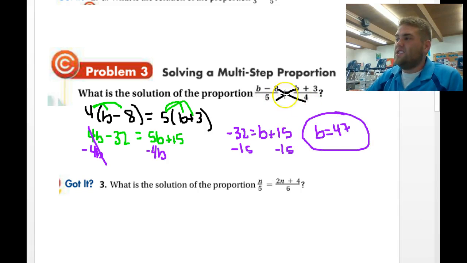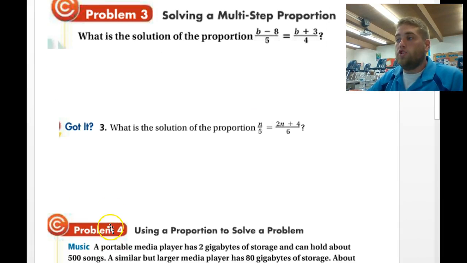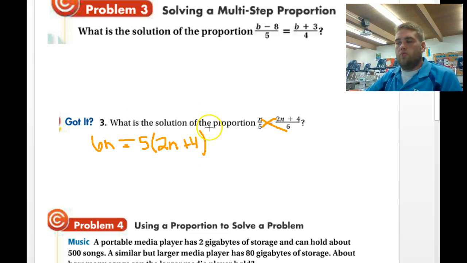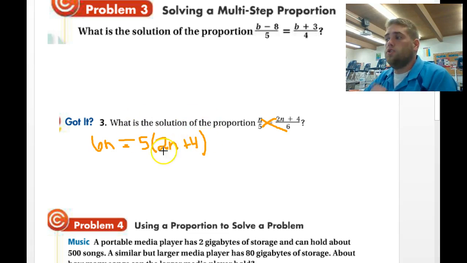So once again, it's the same cross multiplication. We just have to distribute. I want you guys to actually try. I know when I say try, a lot of you actually don't, but I want you to try number 3. All we're going to do is multiply here and multiply there. So 6 times n is 6n. I'll even get you started: equals 5 times 2n plus 4. Then you just have to distribute. I want you guys to try to finish this one.